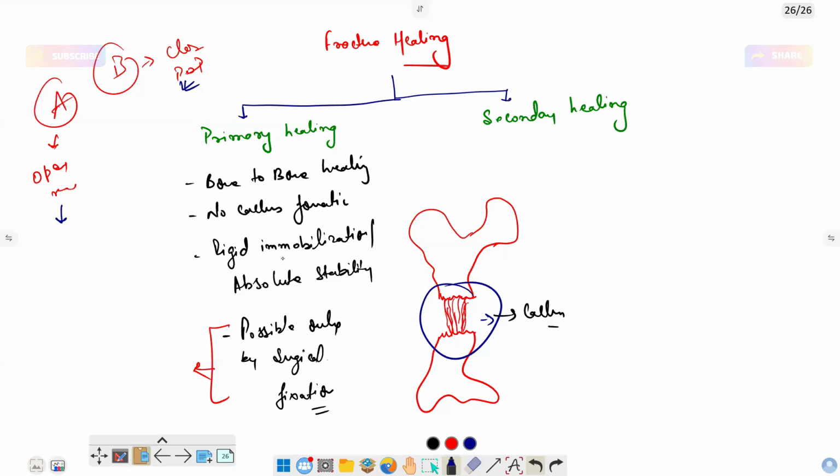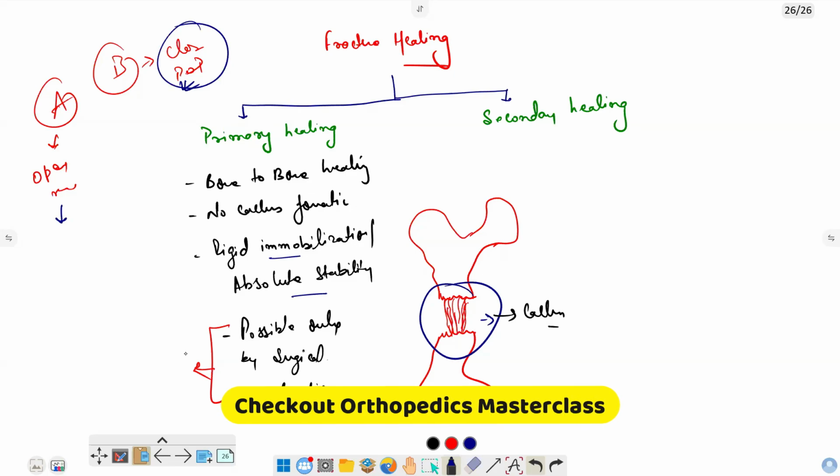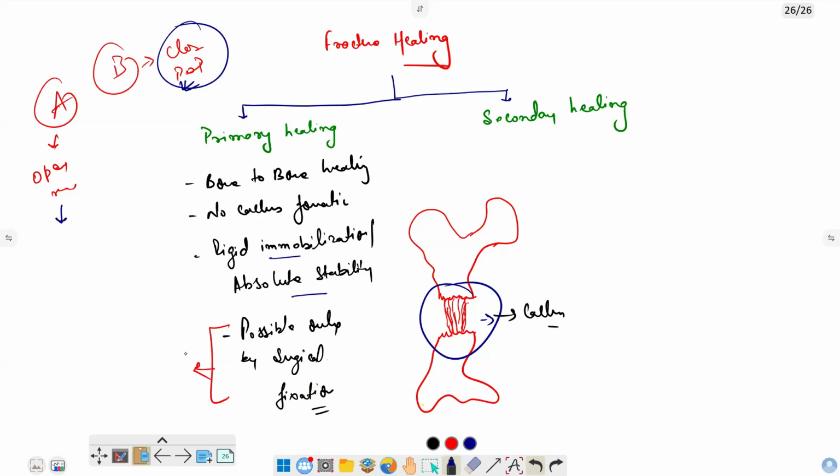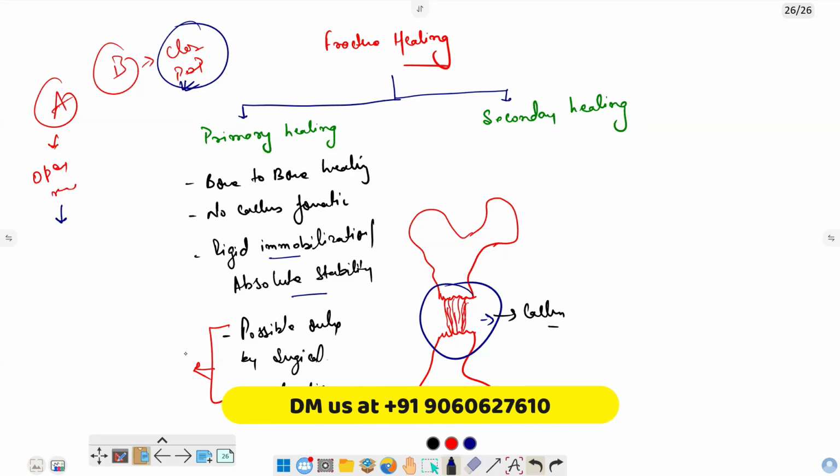Because in patient A, there was rigid immobilization and rigid, absolute stability, and hence the healing will be much faster in patient A. While in patient B, since it was a closed reduction, not surgical fixation, there are chances that a very small amount of misalignment can occur. If there is any extra muscle pull, misalignment can obviously occur.